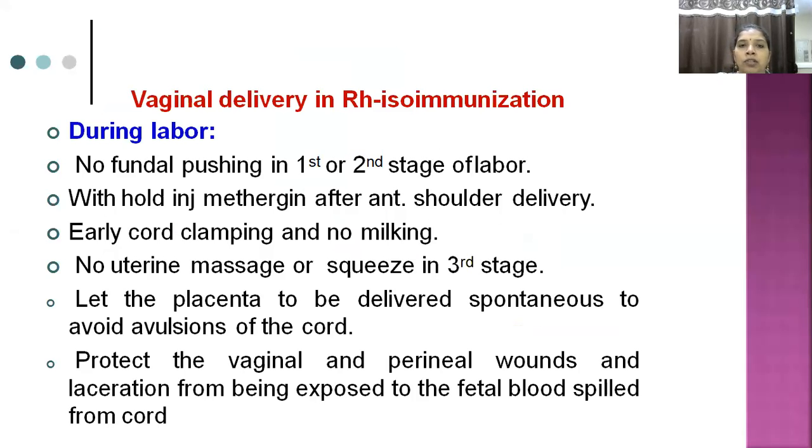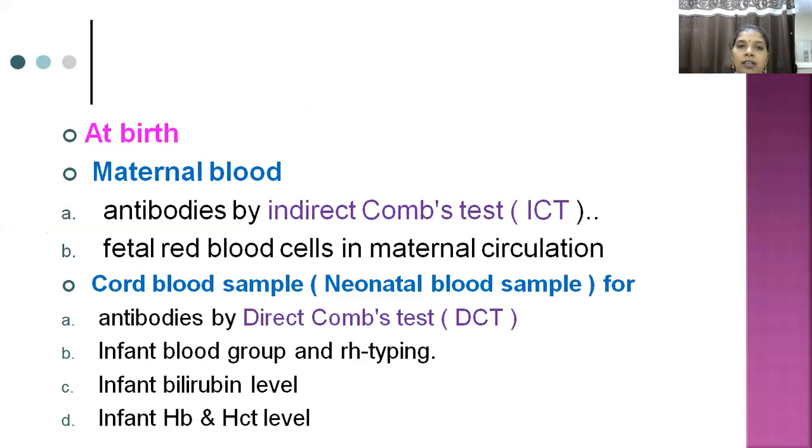Vaginal delivery and ICSI immunization. During labor, no fundal pushing in the first and second stage of labor. Withhold methergine after anterior shoulder delivery, early cord clamping and no milking. No uterine massage or squeezing in third stage. Let the placenta be delivered spontaneously to avoid avulsion of the cord. Protect the vaginal and perineal wounds and lacerations from being exposed to the fetal blood spilled from the cord.